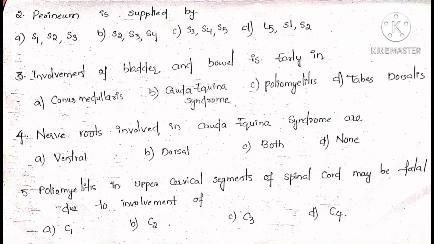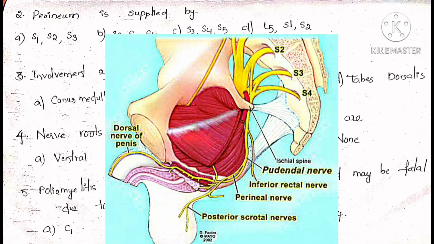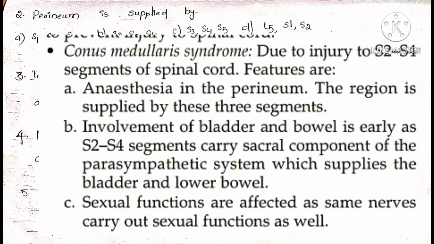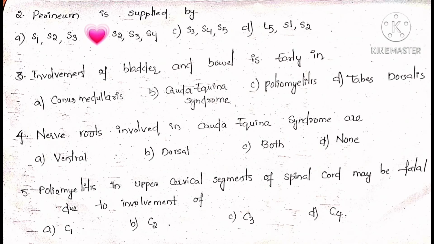Next, coming to second question, perineum is supplied by which segments of the spinal cord? Pause the video and solve the question. Coming to the answer, perineum is supplied by S2, S3, S4 segments of the spinal cord. So, in case of Conus medullaris, these segments are injured, causing the anesthesia of the perineum. Therefore, option B is the correct option.